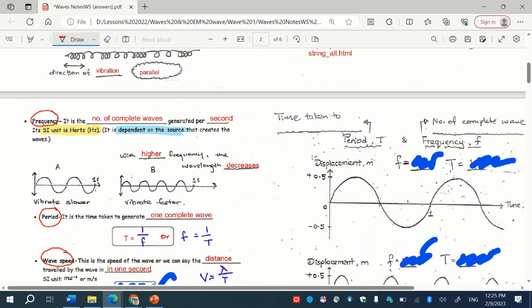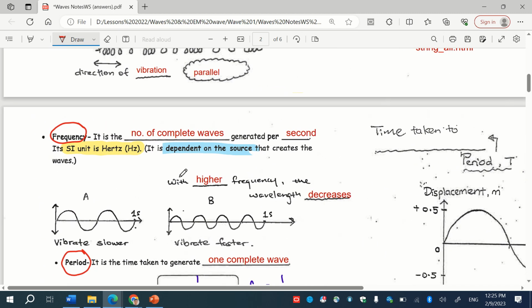Now we first define frequency. It is the number of complete waves produced or generated per second. That means in 1 second, how many waves are produced. That's how many hertz in frequency. Which means if in 1 second I see 20 complete waves, the frequency is 20 hertz. That's what it means: how many waves completed in 1 second.